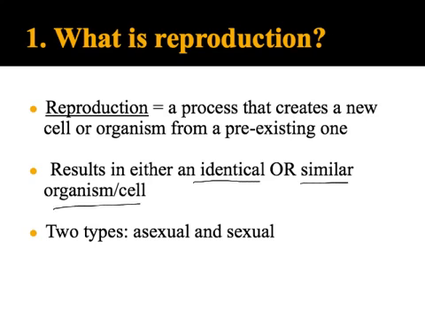So we have 2 types of reproduction. Asexual is when reproduction results in an identical copy of the cell or organism. And sexual reproduction is when we result in a similar cell or organism type after we reproduce.